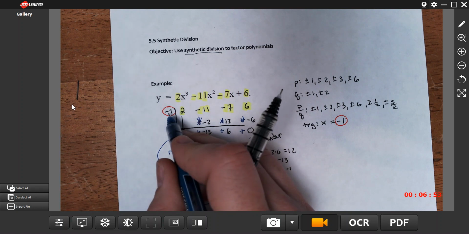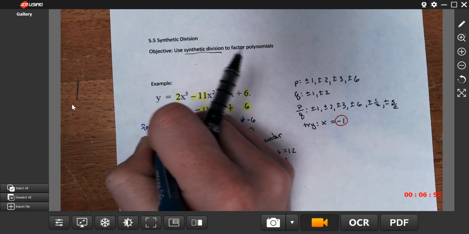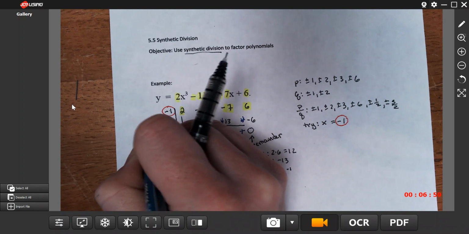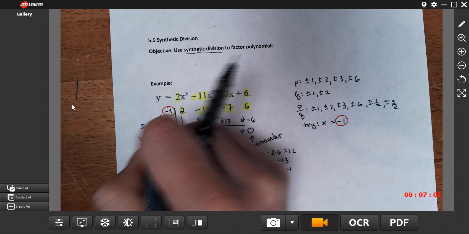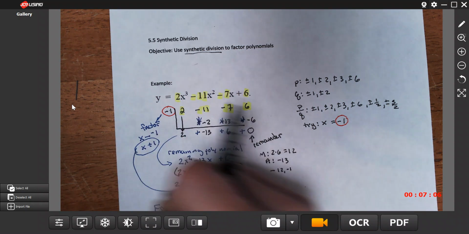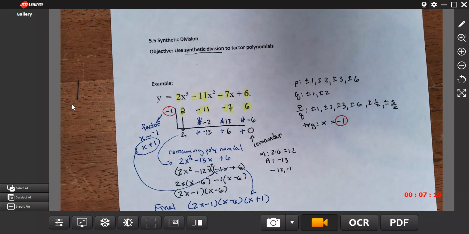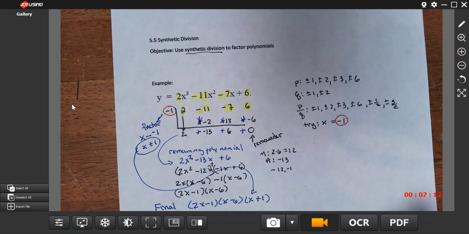So what is the factor that corresponds to that 0? The factor that corresponds to it is always x minus this value. So x minus negative 1, so that would be x plus 1. So that's my other factor, x plus 1. Great, we did it. All right, now we're going to move on and practice one more.